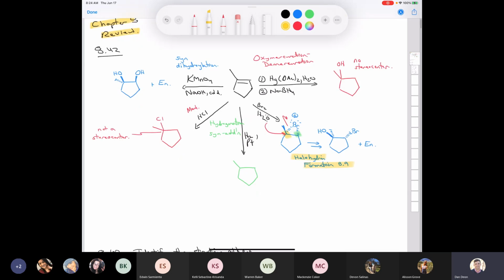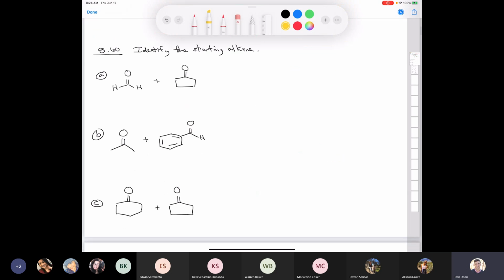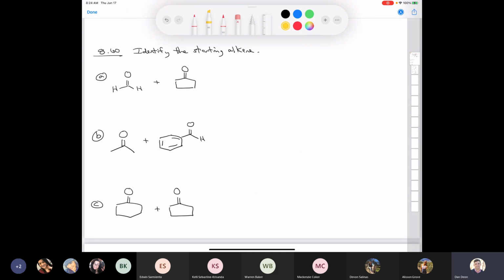All right, with all that in mind, let's try some more review questions here. 8.60 just asks us to identify the starting alkene of an ozonolysis reaction, which is first step ozone, and second step DMS, and of course you could use zinc and water too, right? So how would we figure this out?